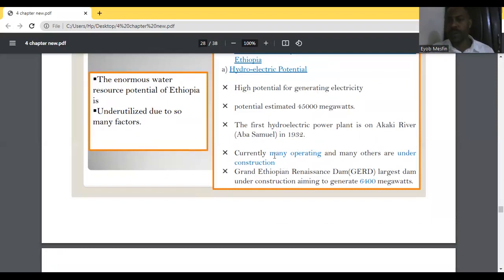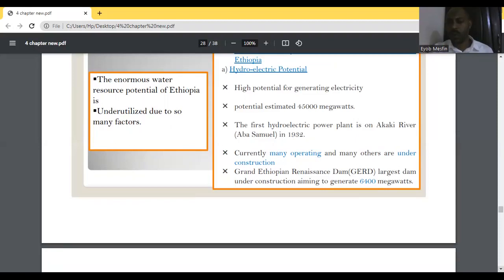We currently have many dams operating and many others under construction. We are starting to utilize our rivers to generate hydroelectric power. For instance, we have more than 40 dams right now, constructed from the Derg up to the present. There were also different dams before the Derg, in 1932 under Emperor Haile Selassie, then the Derg regime, and the EPRDF government also.